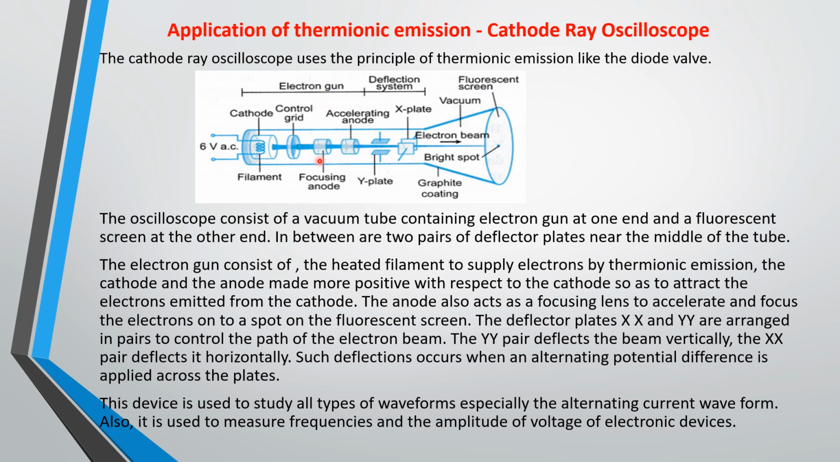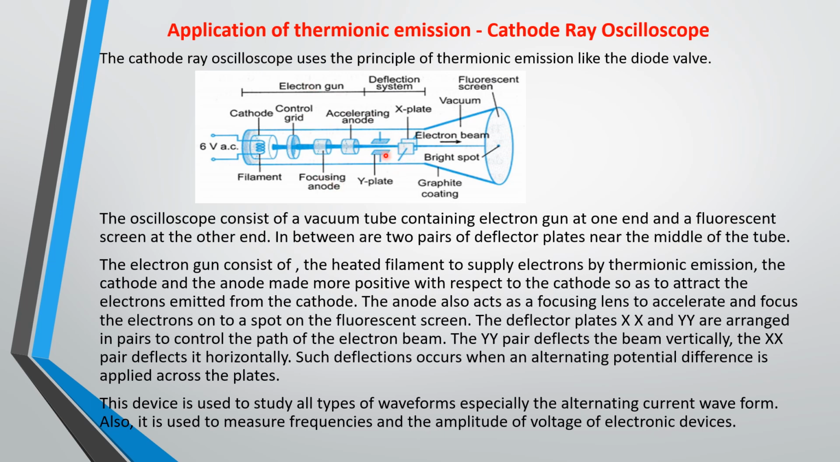So these are the three regions of the cathode ray oscilloscope. The cathode ray oscilloscope uses the principle of thermionic emission like the diode valve. The oscilloscope consists of a vacuum tube containing an electron gun at one end and a fluorescent screen at the other end. Then in between are two pairs of deflectors near the middle of the tube, and that is exactly what I've said before.